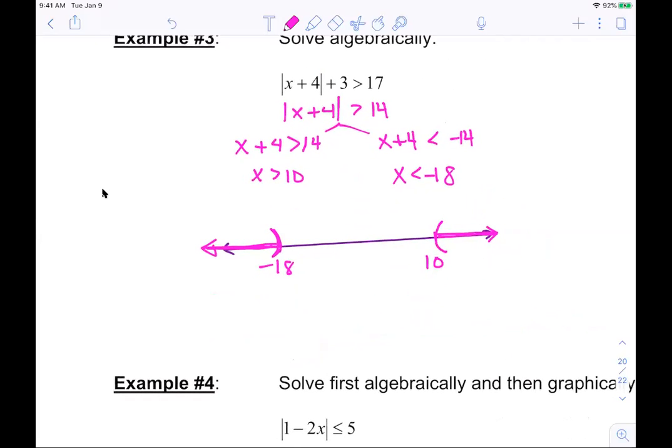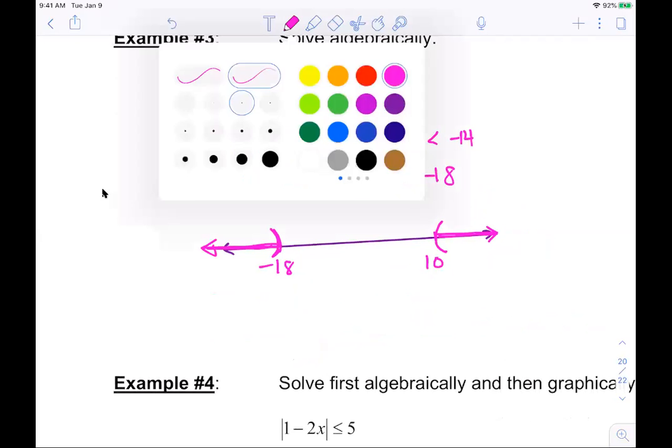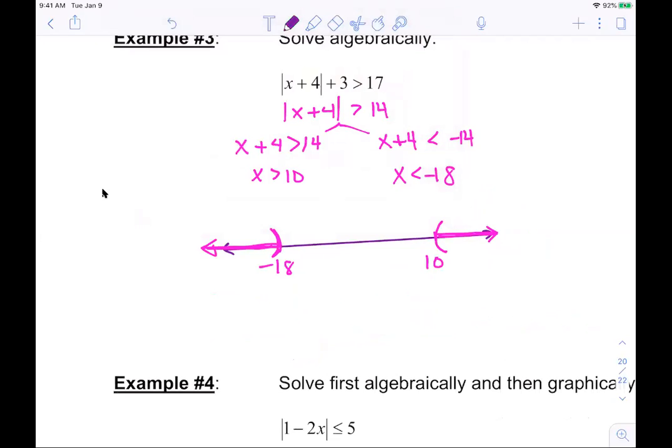How would you write this in interval notation? So look at the graph. How would I take that and write it as interval notation? Would that be parentheses around negative infinity and negative 18, and then parentheses around 10 and positive infinity? Nice, Jack.